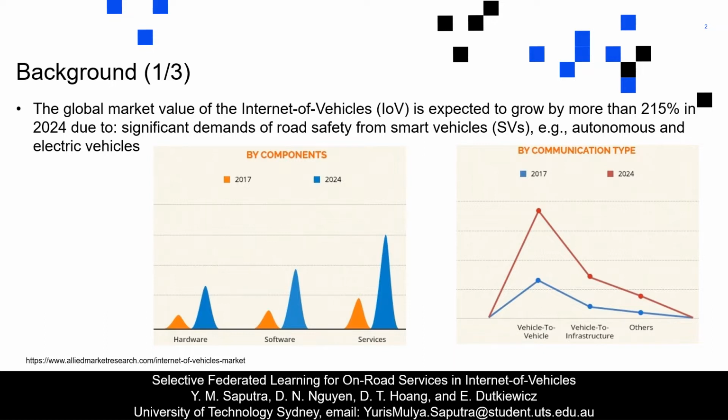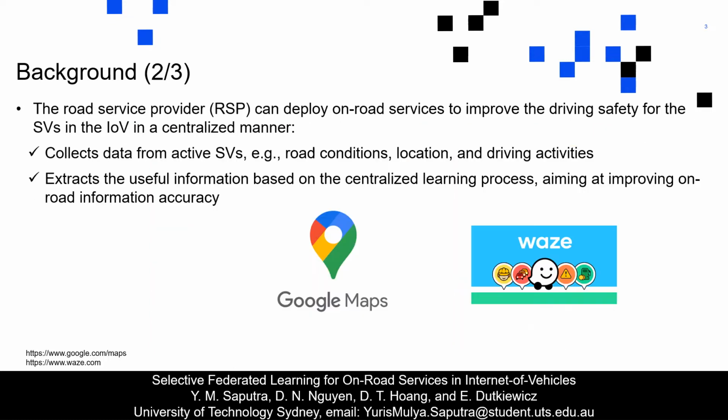Based on the Allied Market Research Outlook, the global market value of the IoV will increase significantly by 215% in 2024 due to the high demand of safe driving from smart vehicles. For example, it can be autonomous cars, driverless cars, and electric vehicles.